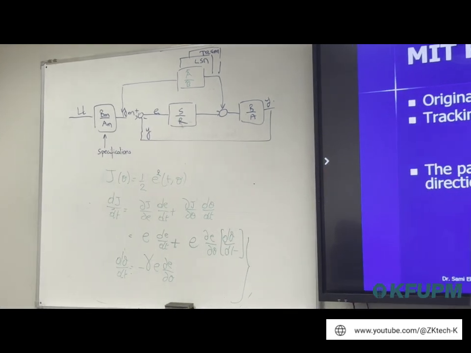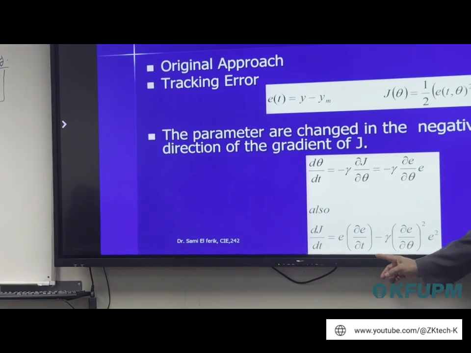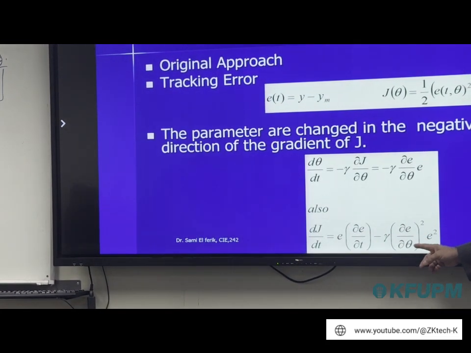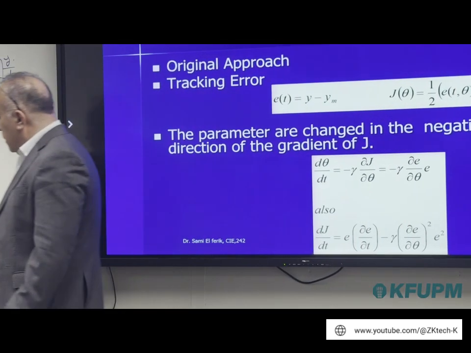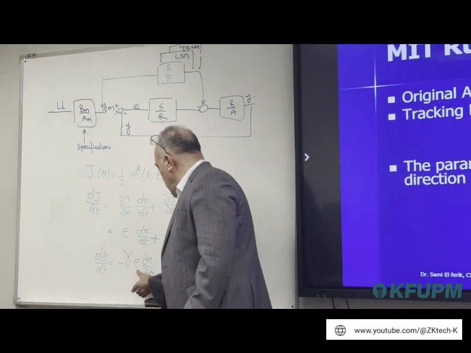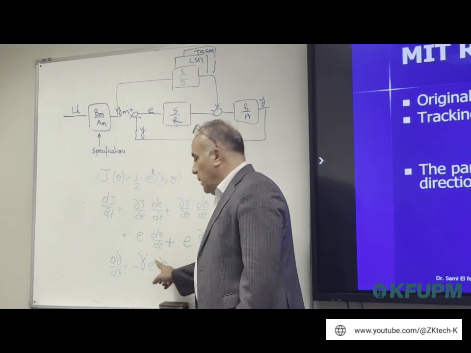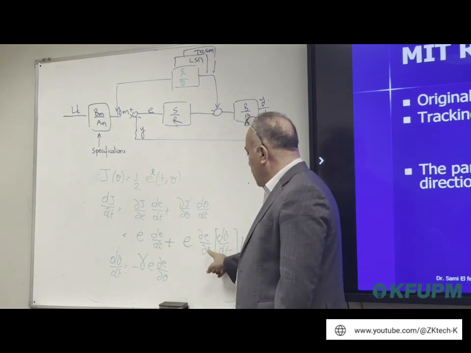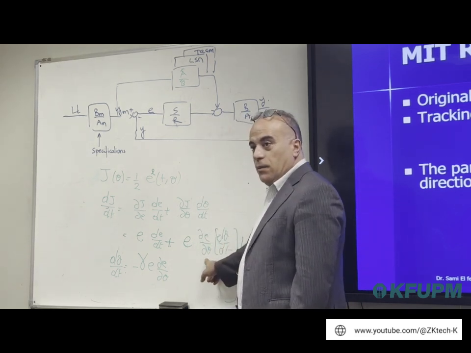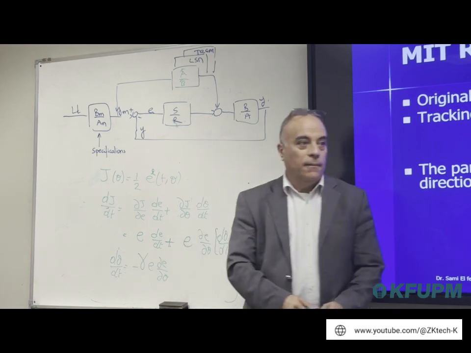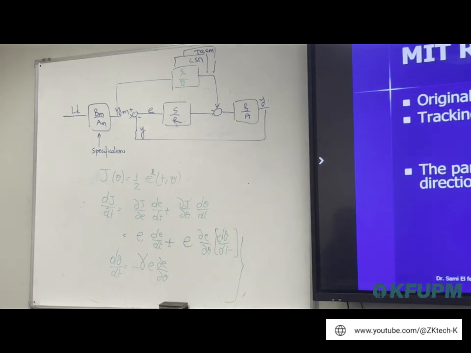The derivative of J with respect to theta is equal to e times the derivative of e with respect to time, minus gamma times the derivative of e with respect to theta squared, times e squared. Because the derivative of theta with respect to time will give you e, so e times e is e squared. The derivative of e with respect to theta times the derivative of e with respect to theta will be the derivative squared. And we sign minus gamma. So we will have here minus gamma, the derivative of e with respect to theta, the whole thing squared, times e squared.